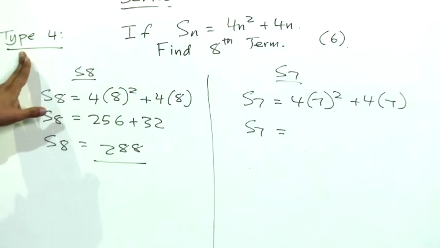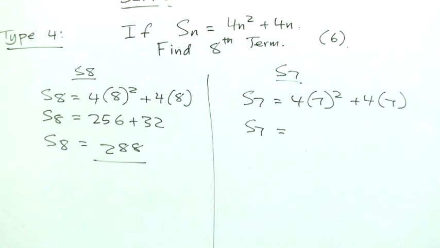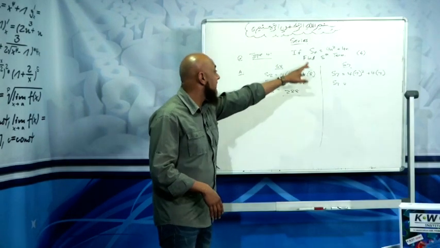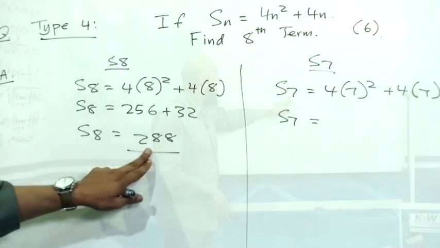We ended off with type 4. If Sn equals 4n squared plus 4n, find the 8th term. And we said the method of attack: we're going to find S8. S8 is equal to 288.